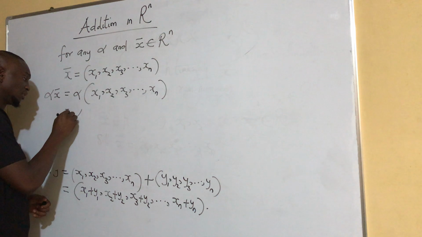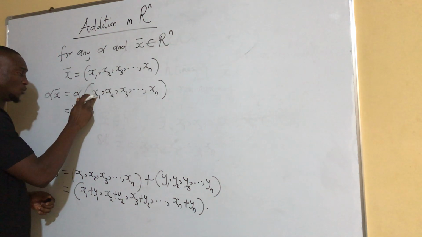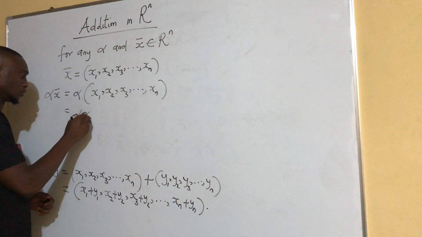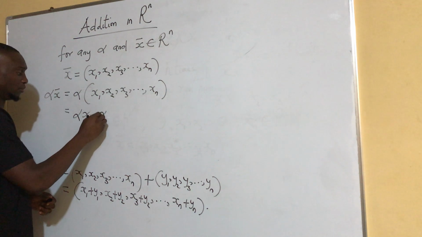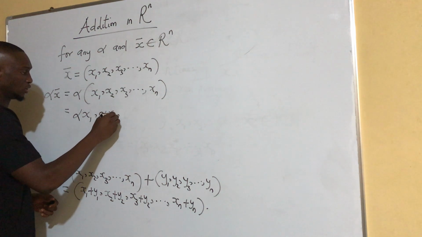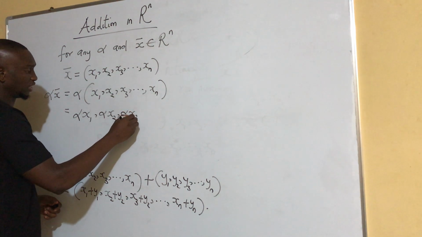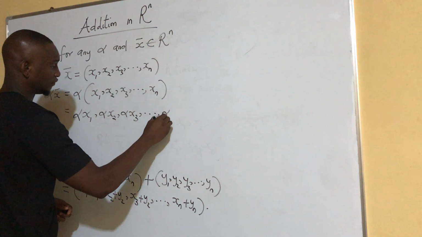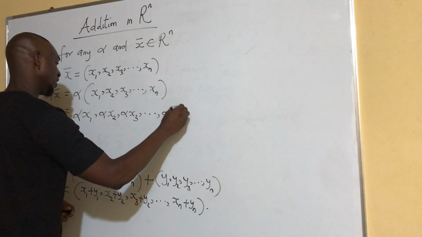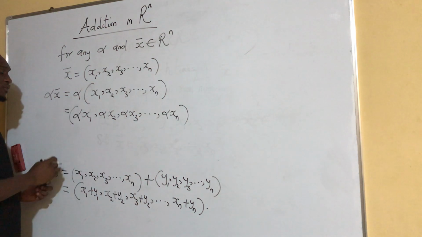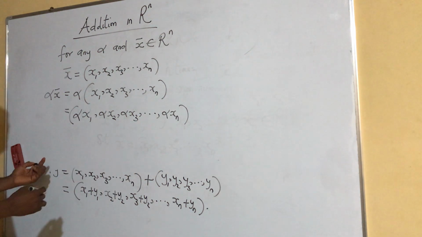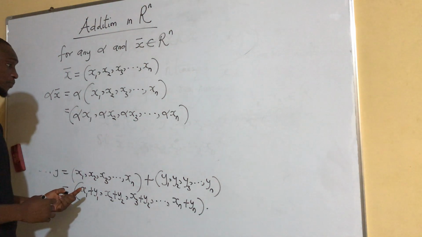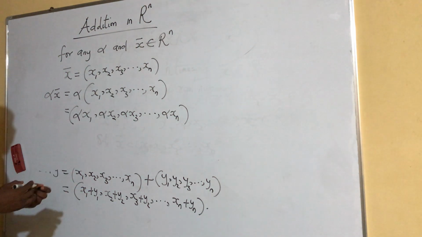So we have alpha multiplying x1, comma, alpha multiplying x2, alpha multiplying x3, three dots introduced, and alpha multiplying xn. This is called the scalar multiplication.